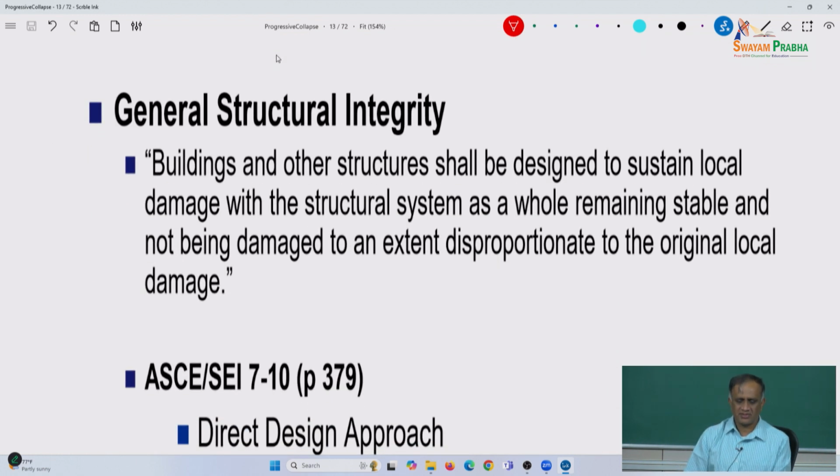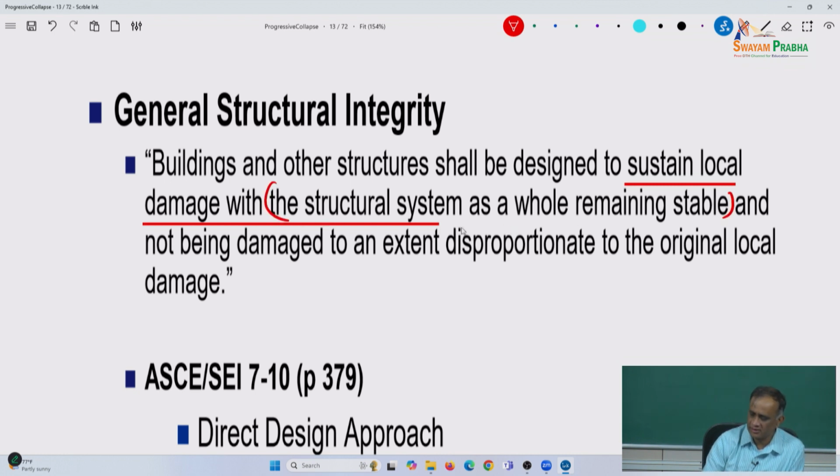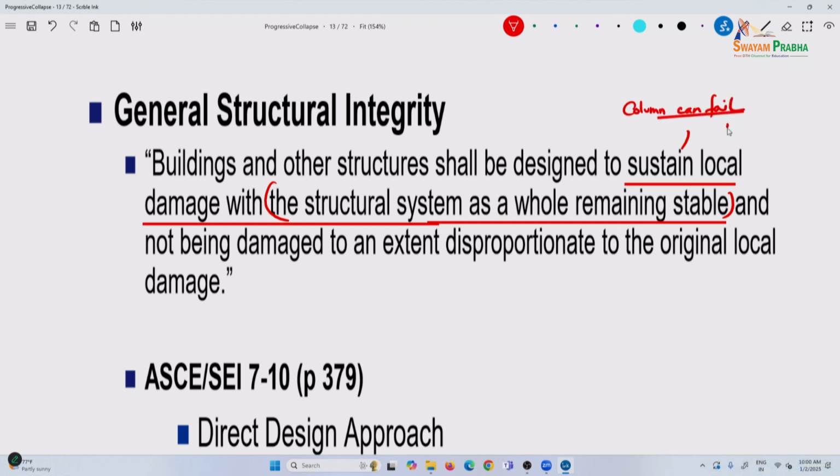So, on general structural integrity, it says buildings and other structures shall be designed to sustain local damage within the structural system as a whole, with the structural system as a whole remaining stable. So, which means a column can fail, but not the building, and not being damaged to an extent disproportionate to the original local damage.